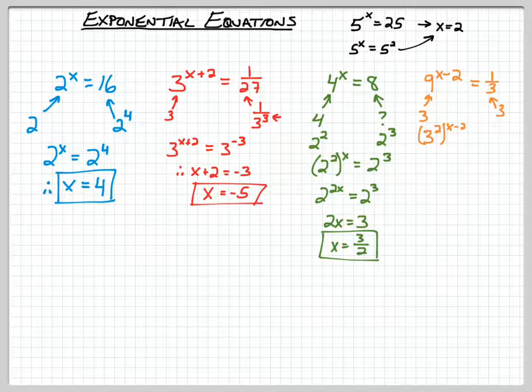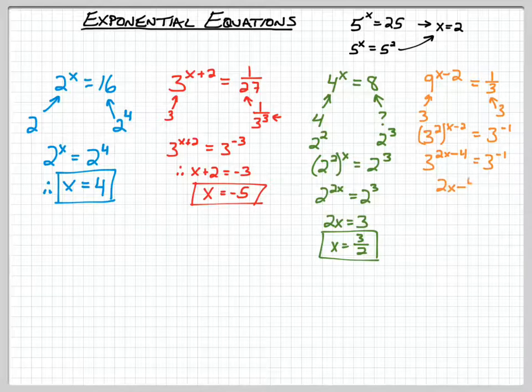And on the right side, it's 3 to the first power, but it's in the denominator, so we want to move that up using our negative exponents. And we get 3 to the negative 1 power. Alright, so now we distribute that 2, so we've got a power of a power. So 3 to the 2x minus 4 equals 3 to the negative 1.